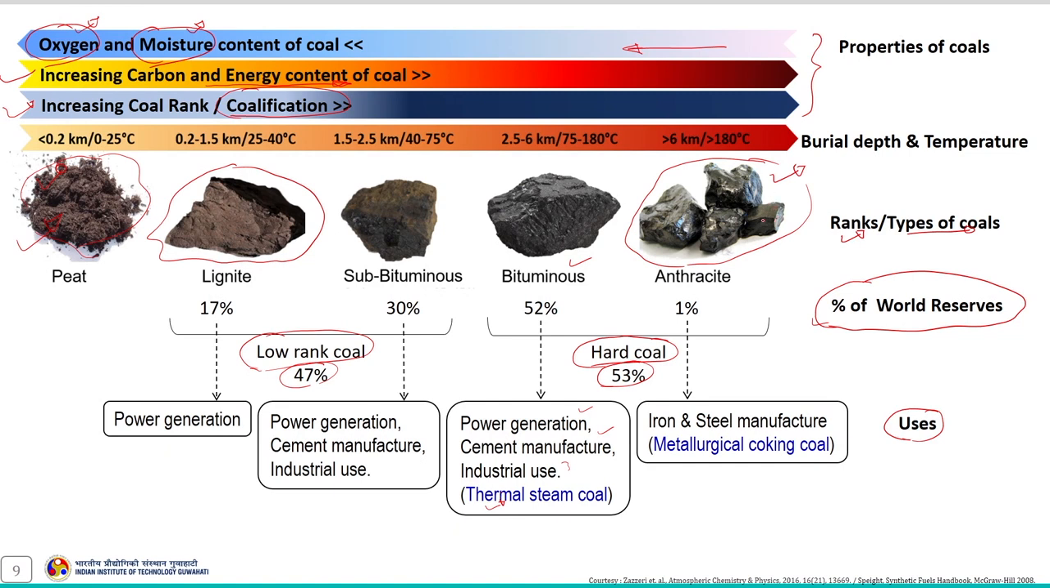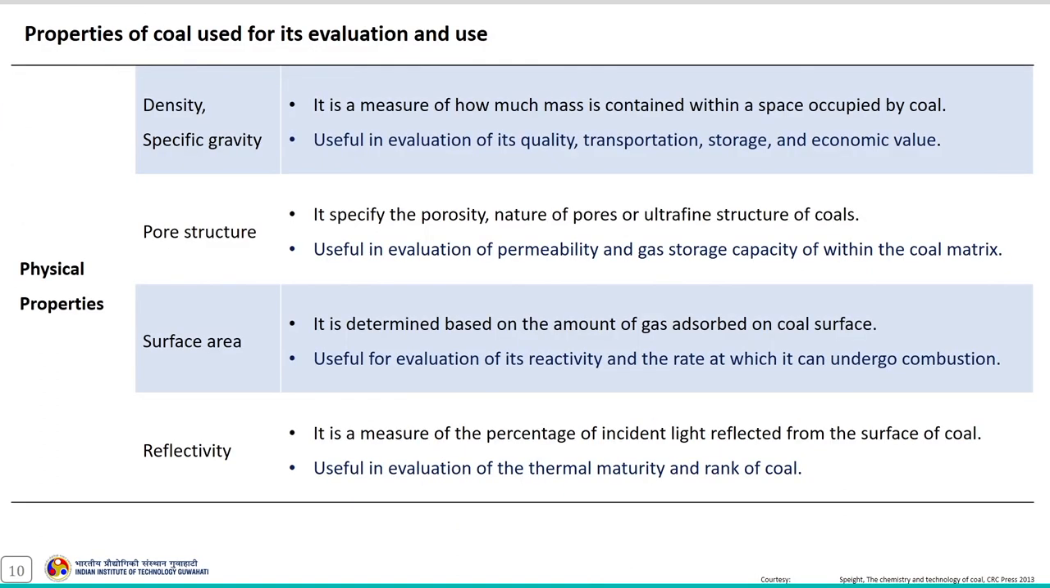While the anthracite, it is used in iron and steel manufacturing industries and for metallurgical coking coal. So after learning about the ranks and types of coal, let us discuss the properties of coal used for its evaluation and uses, which include the physical properties, mechanical properties, thermal properties and electrical properties. Let us first discuss the physical properties, which include density, pore structure, surface area and reflectivity.